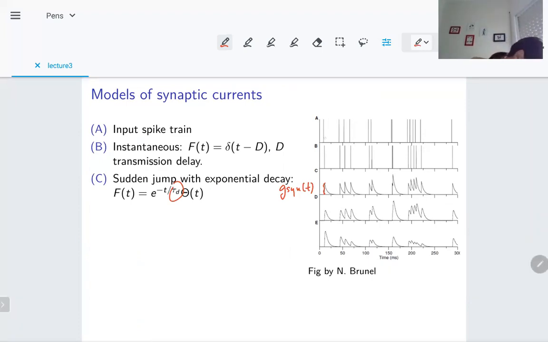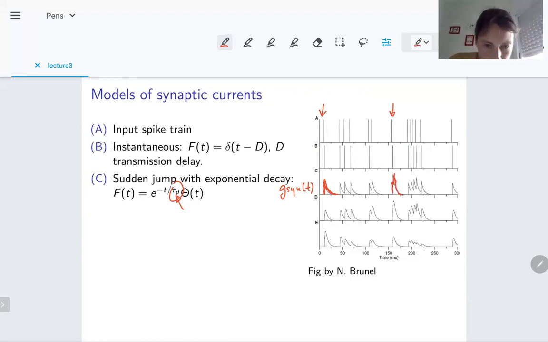Every time there is a spike of the presynaptic neuron, there is a sudden rise in the synaptic conductance, followed by a decay with this time constant tau d. Of course, when we have two spikes coming very close together, they add up, and then the synaptic conductance raises higher.